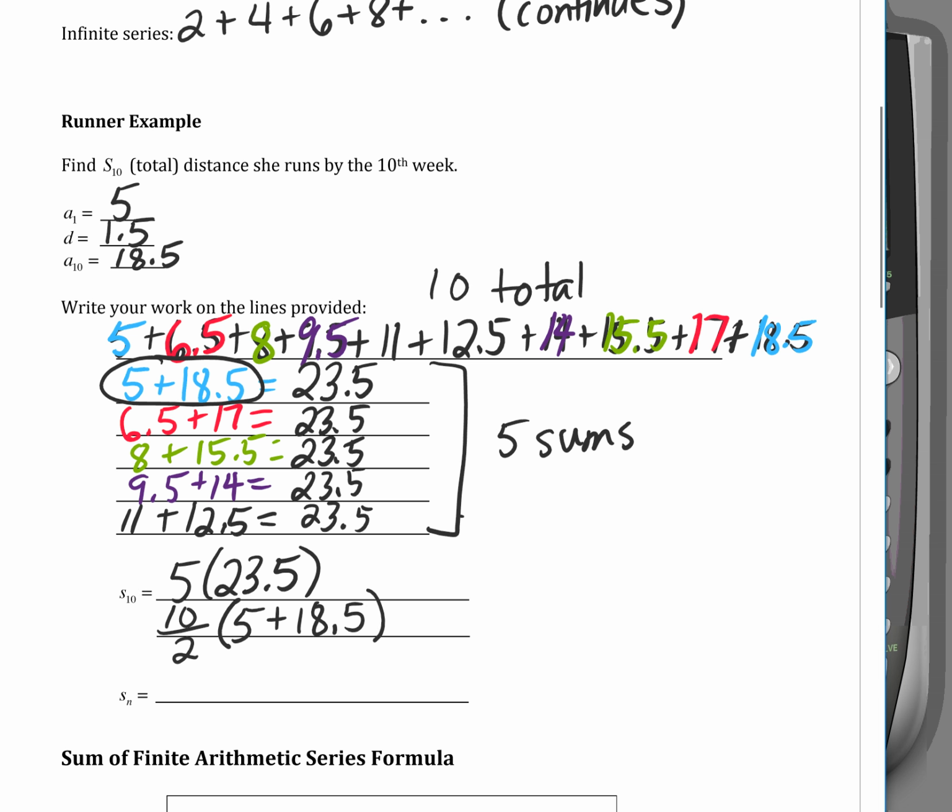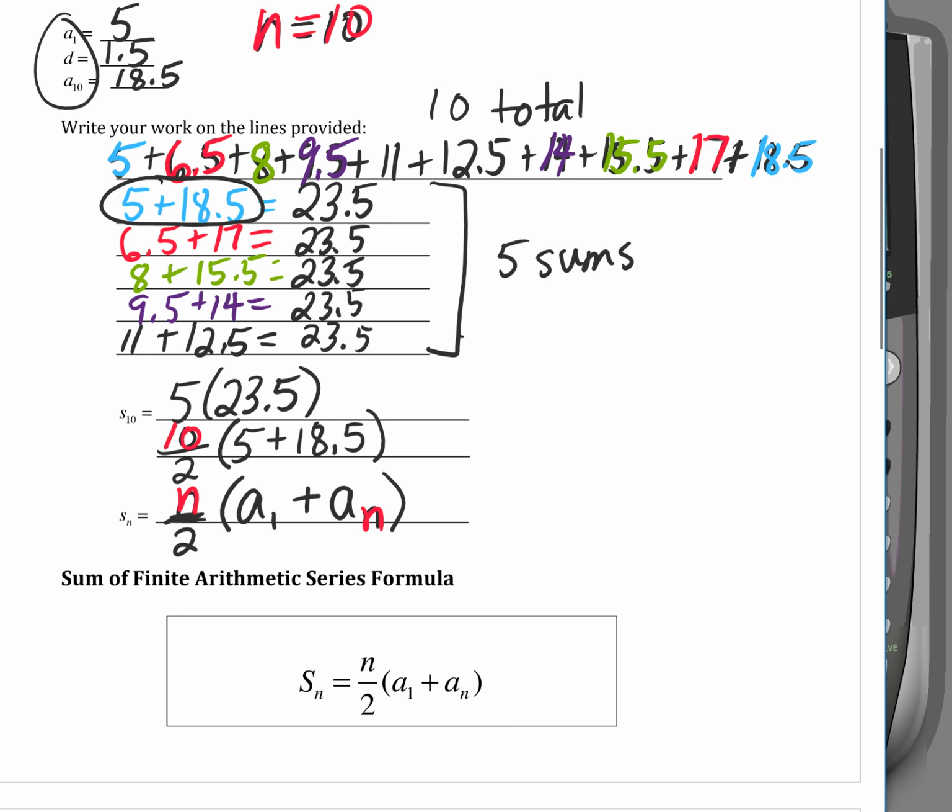If we replace that with the fact that we know in this case n is equal to 10 and we know all of this other stuff here, I can make this formula into n over 2 times a1, because that's my first term, plus an. And an will change depending on what our n value is. In this case, our n value is 10. And then 18.5 was really our a10. So that an will change depending on the formula. And we have that formula written down below for you also on this page.